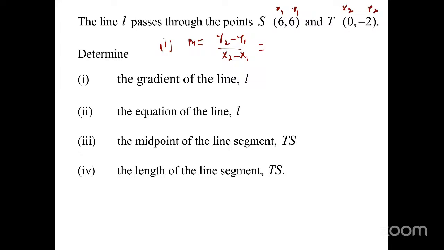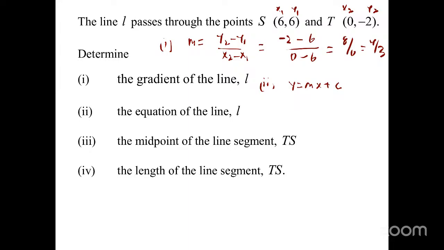Okay, right. So y2 is minus 2, y1 is 6, x2 is 0, x1 is 6. So that's minus 8 over minus 6, or 8 over 6, or 4 over 3. Okay. Next, they want the equation of the line. The equation of the line is y is equal to mx plus c. We have m already, so what do we need to get?